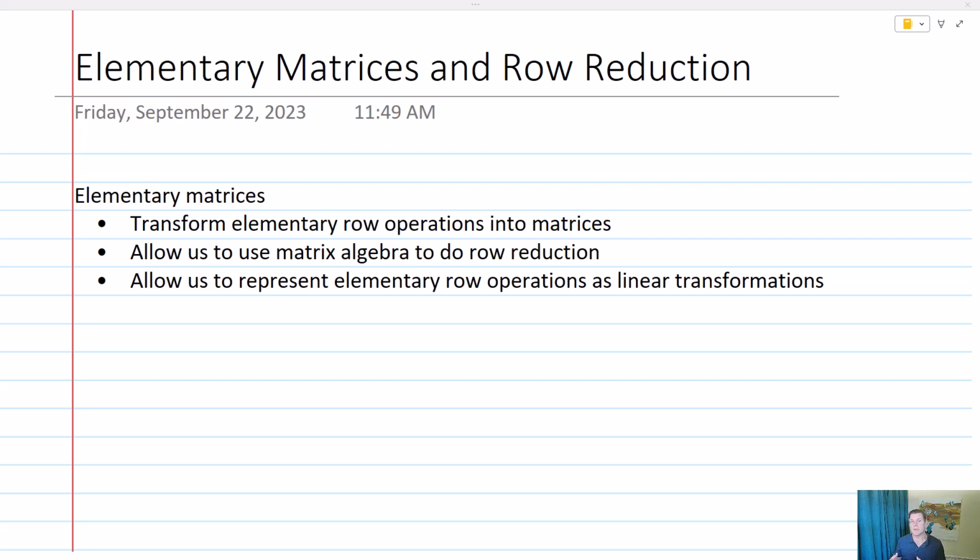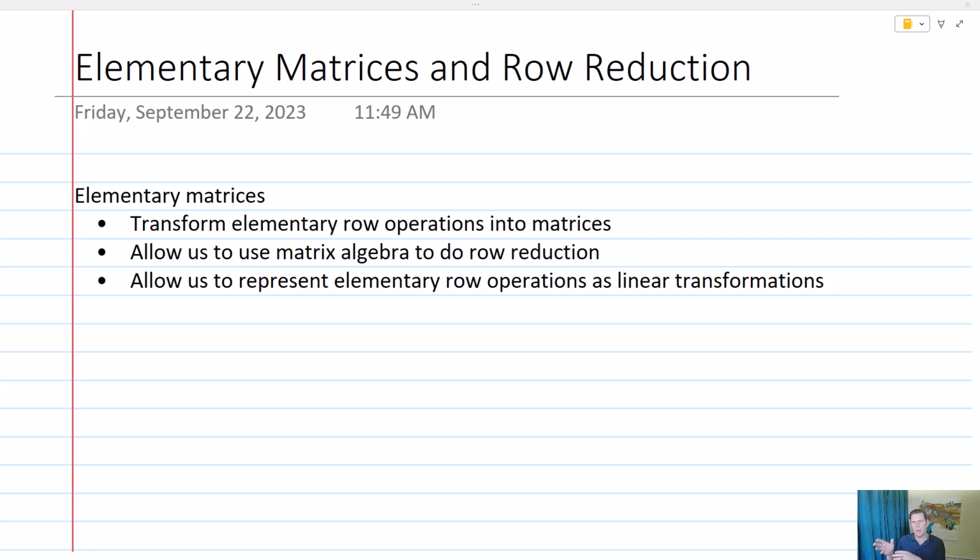They'll even allow us to use inverses in order to represent taking a matrix and inverting its row reduction. And they allow us to represent elementary row operations as linear transformations. What we're going to do is actually develop a really handy decomposition called an LU decomposition that will break down any kind of invertible matrix into a series of these elementary matrices.